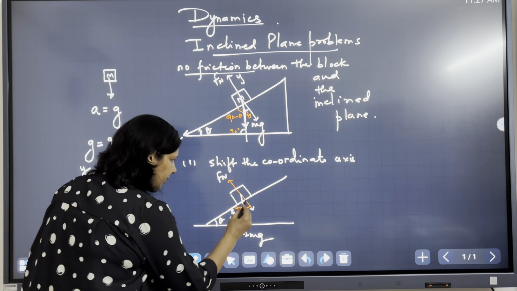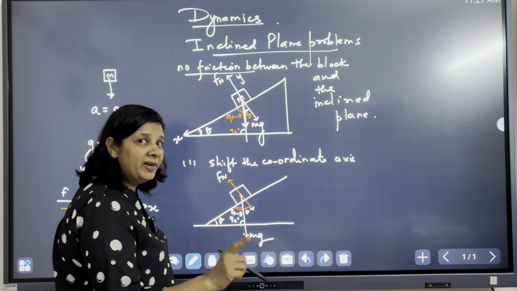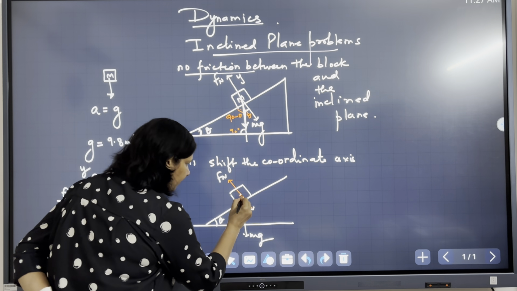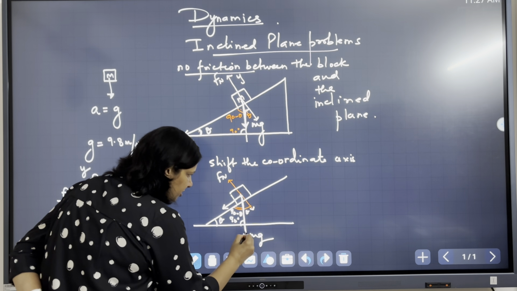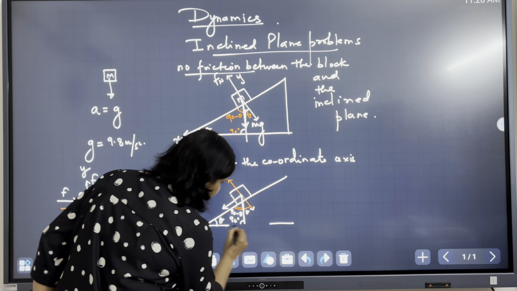Now another important point. I would like to have the component of gravitational force along the incline and perpendicular to the incline, right? Why? Because the gravitational force vector that is making, actually one should not make it like this.